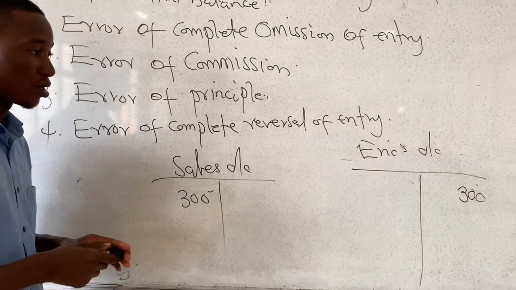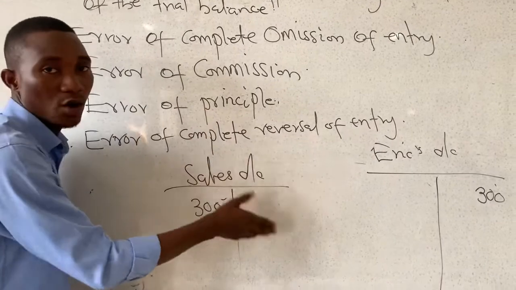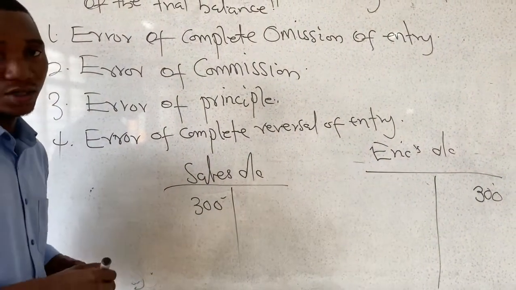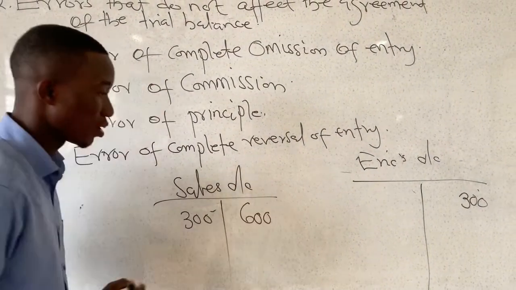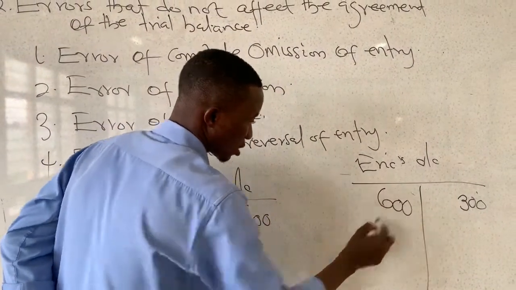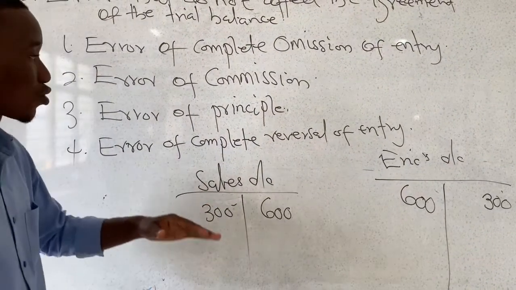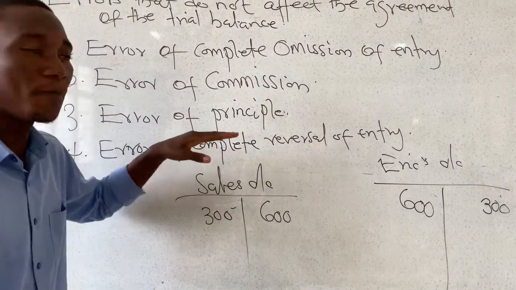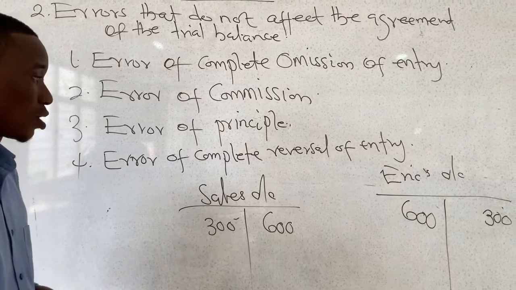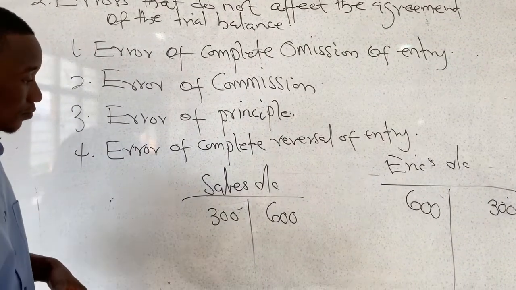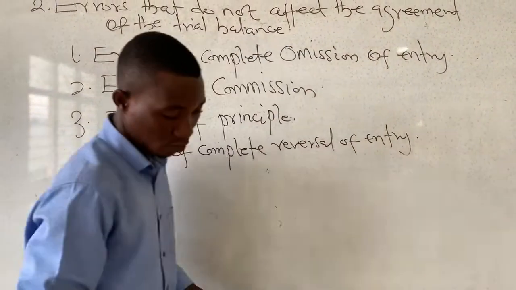completely reversed the entry. So in order to correct this error, we take this $300 out and make the correct entry. By doing so, we double the amount. The amount is $300, so we double it and do the right entry by crediting sales account by $600 and debiting Eric's account by $600. Can you remember that I told you that we only double the amount when we are correcting errors of either a complete reversal of entry or a partial reversal of entry. So basically, this is how we correct an error of complete reversal of entry. So let's talk about the next error.